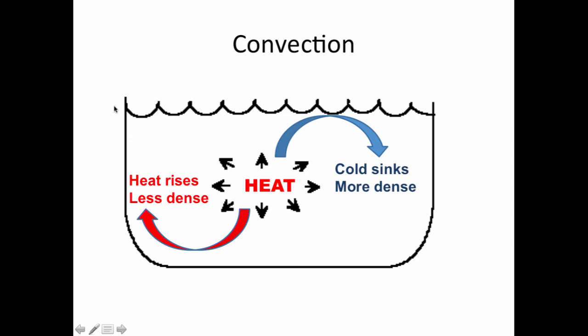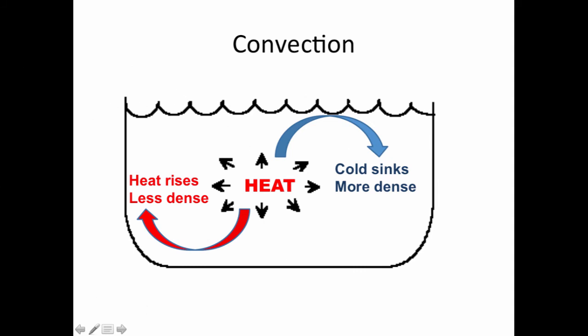Now that it's up here, away from the heat source, when particles get cold, they start to move closer together, just like when you get cold, you want to huddle up against somebody. It makes the object more dense, which causes it to sink. So when it heats up, it's going to rise, and when it cools off, it's going to sink. This circular motion is called convection.